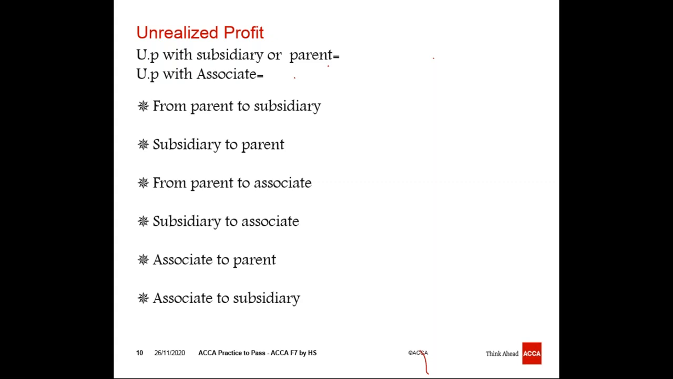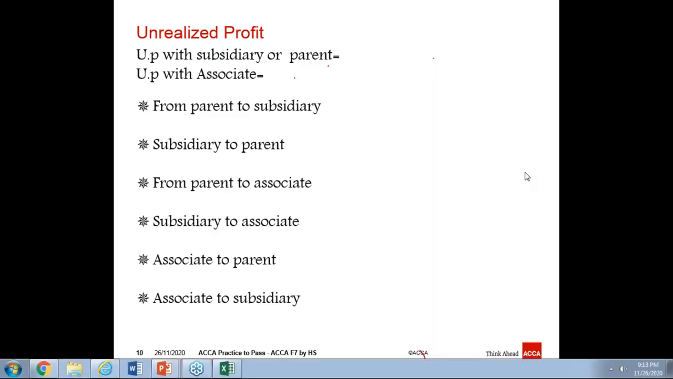And in general, we have got 4 situations. The first case is the parent is selling goods to the subsidiary company. You should know the accounting entry for these transactions. The subsidiary is selling goods to the parent, the parent to the associate, subsidiary to associate, associate to parent, and associate to subsidiary. So all of you are required to make the accounting entries in all the 6 cases. I'm giving you 2 minutes. Just make accounting entries in all the 6 cases.